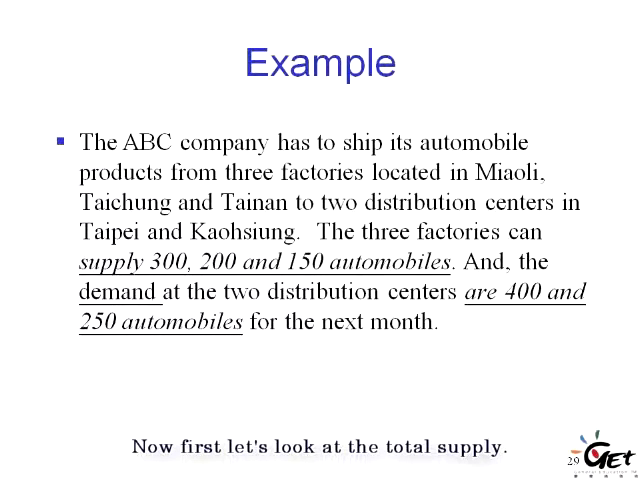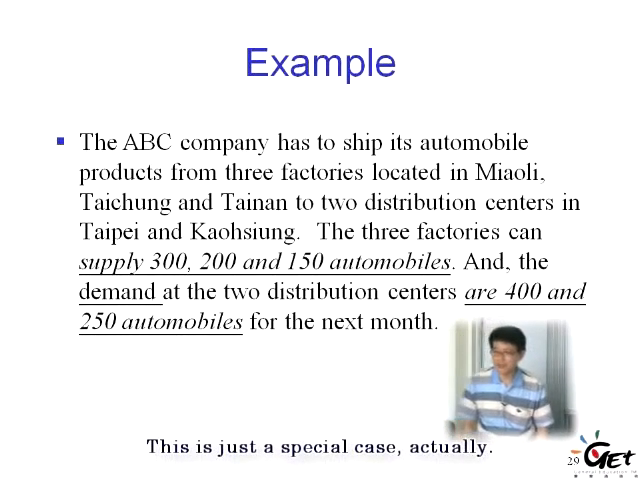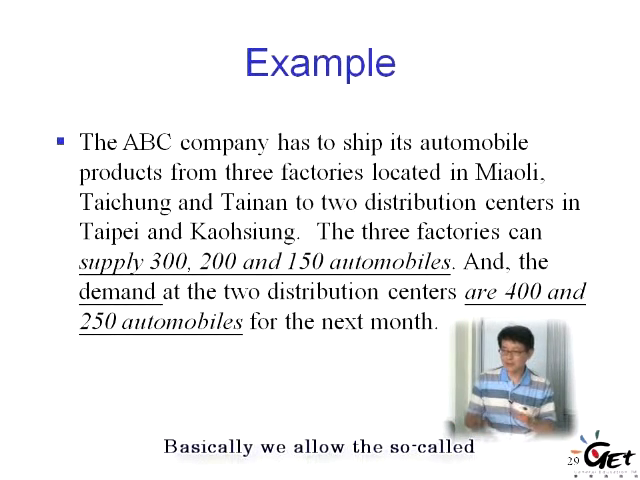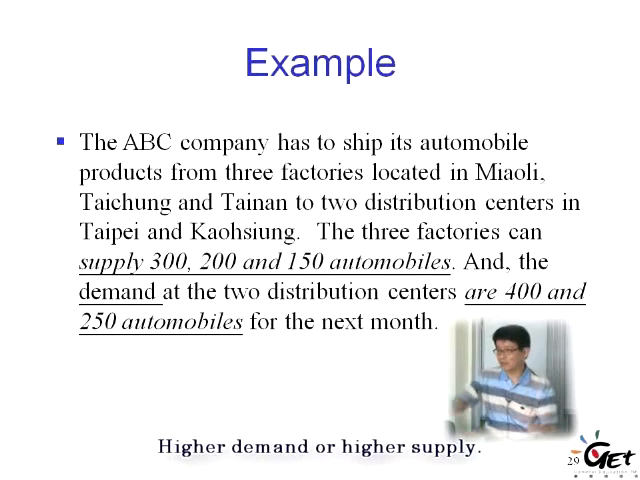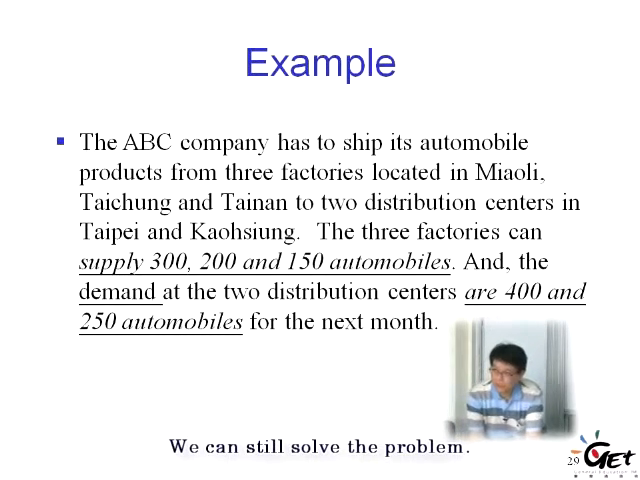First let's look at the total supply. Add up these 3 numbers, it equals 650. And the total demand, we sum up 400 and 250, is also 650. But this is not a necessary requirement. Basically, you can have total demand less than or greater than total supply. That doesn't matter. This is just a special case. We allow the so-called imbalanced situation, higher demand or higher supply. It's okay. You can still solve the problem.